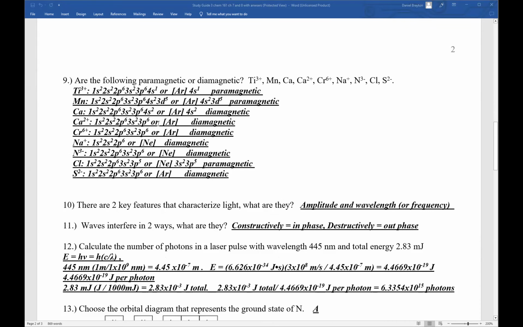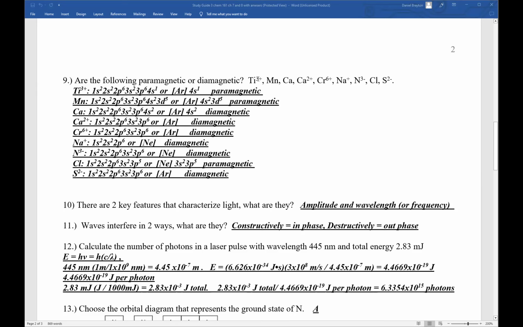All right, are the following paramagnetic or diamagnetic? All that means is: is there an unpaired electron? So this is not quite a fair test-type question to have this many on there, but I put something somewhat similar. There are a lot of examples in here because it's an exercise to go and get the various electron configurations.